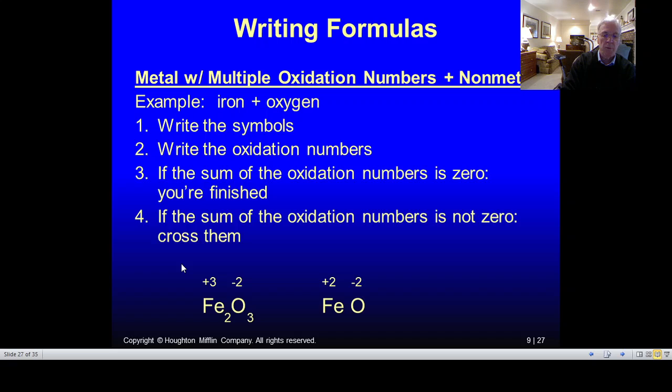If we were talking about iron with the +2, you notice that the +2 oxidation number for iron adds up to 0 when you combine it with the -2 oxidation number of oxygen. And so that formula is finished. We would not write it Fe2O2. We would just write FeO. Now, in this class, if you were to write it this way, I probably would not mark that wrong, but technically it should just be FeO because +2 and -2 add up to 0.